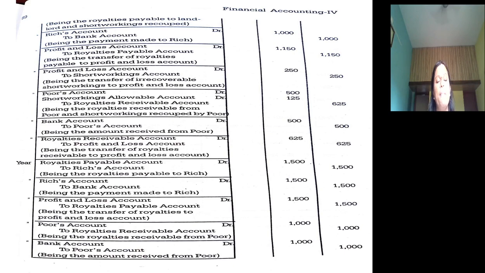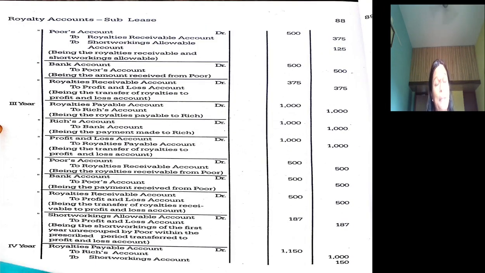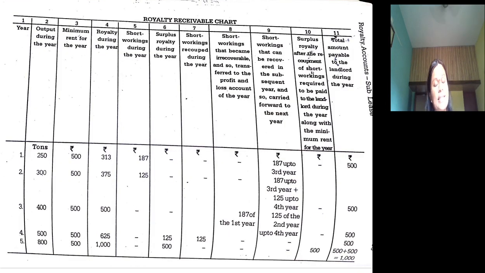So this is all about the first year, second year, third year, fourth year and fifth year in the books of Quick in the capacity of lessee. Now we will see how to pass entries in the books of Quick in the capacity of sublessor. At that time, we should concentrate on the royalty receivable chart. First year, royalty is less than the minimum rent. There is short working and that short working is carried forward.